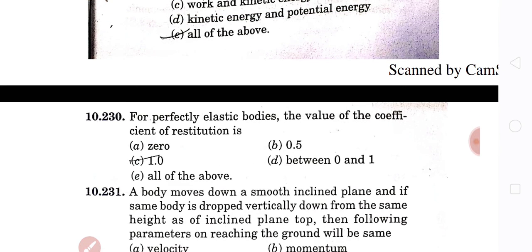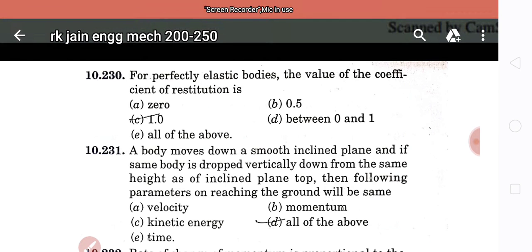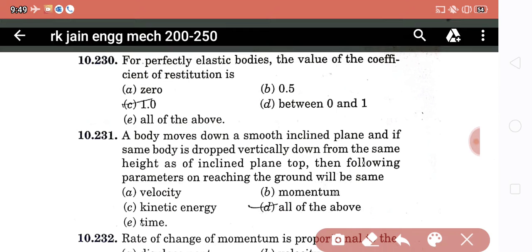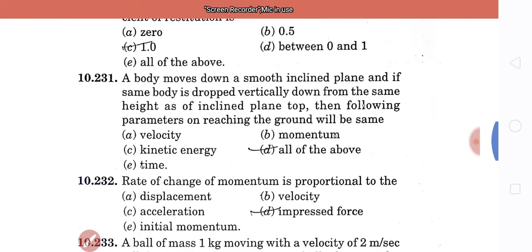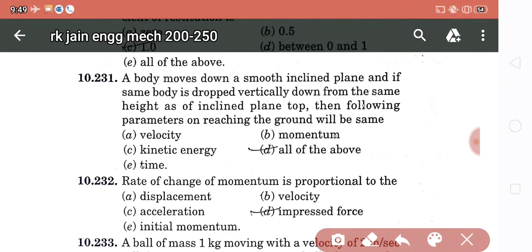230. For a perfectly elastic body, the value of the coefficient of restitution is 1. Answer will be C. Next question: a body moves down a smooth inclined plane, and the same body is dropped vertically downward from the same height as the top of the inclined plane. Then the following parameters on reaching the ground will be the same: velocity, momentum, kinetic energy. Velocity, momentum and kinetic energy, all of them.